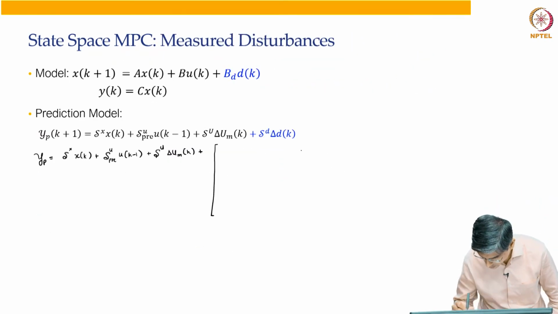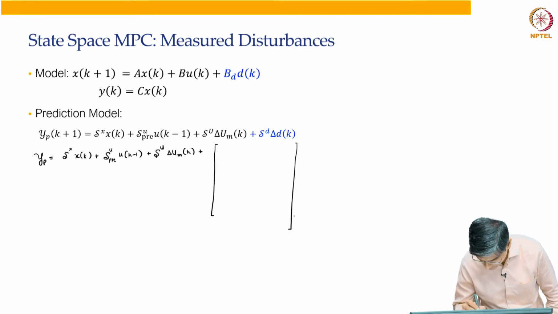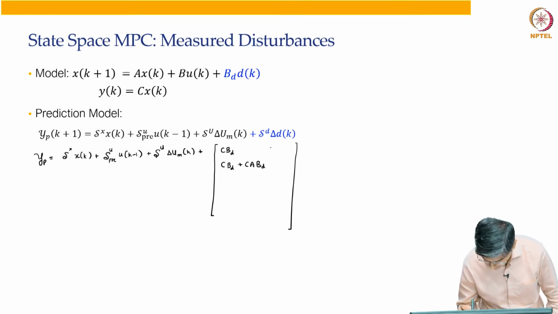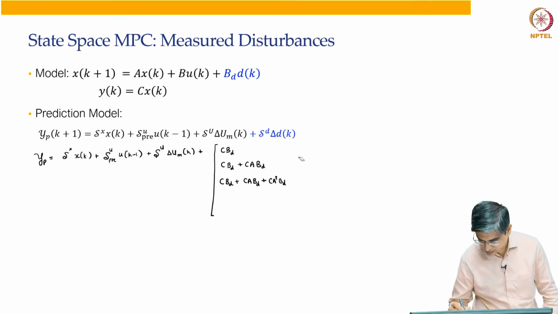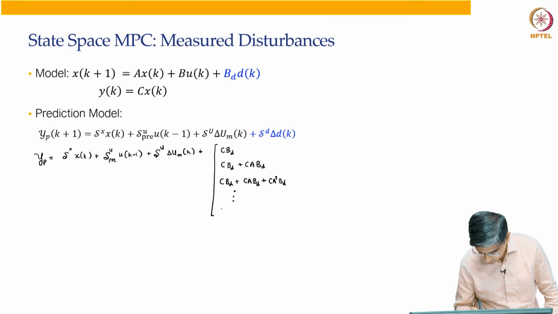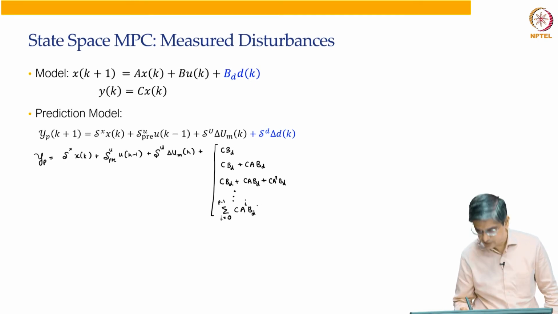So, the first row is going to be C multiplied by Bd. Next one is going to be C Bd plus C A multiplied by Bd. Okay. The third row is going to be C Bd plus C A Bd plus C A square Bd, okay, and so on up to summation I equal to 0 to p minus 1 of C A to the power I multiplied by Bd.